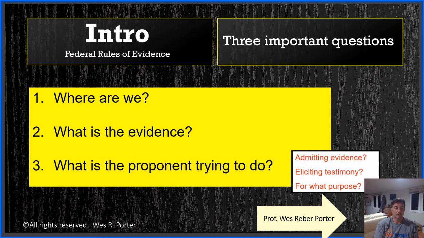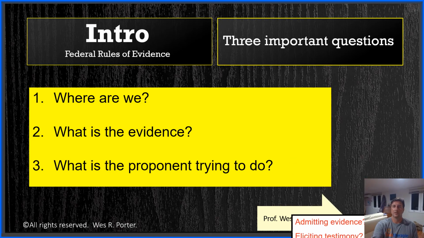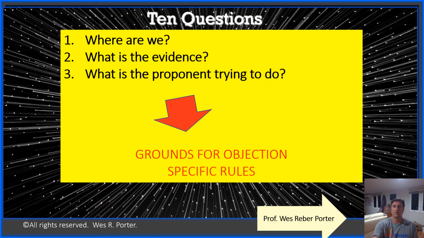And here are a couple of things that they could be doing. They could be admitting evidence. They could be eliciting testimony. They could be having different purposes for eliciting testimony or trying to admit evidence. So we're arguing about what are they trying to do. And again, these are the three questions that we get to before we get to the specific rules.